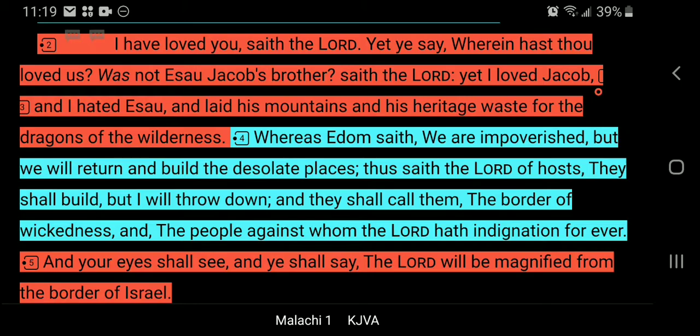And I hated Esau, and laid his mountains and his heritage waste for the dragons of the wilderness. This is going back to the fall of Rome. Remember, I told you that the so-called black man ruled the continent of Europe for 1,000 years after the fall of Rome. That's what that's going into. Verse 4, whereas Edom saith, we are impoverished, but we will return and build the desolate places. And that's what they did. Okay, that happened during the Renaissance. And here we are today. Thus saith the Lord of hosts, they shall build, but I will throw down. They shall call them the border of wickedness, and a people against whom the Lord hath indignation forever.